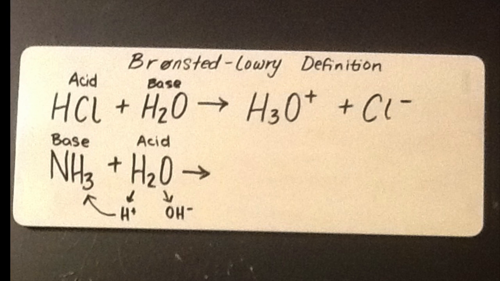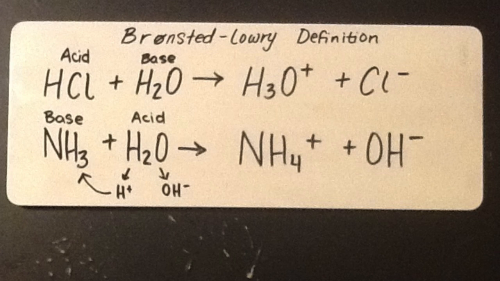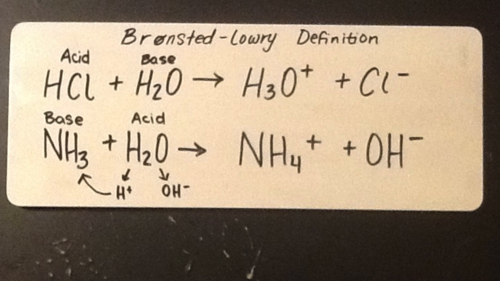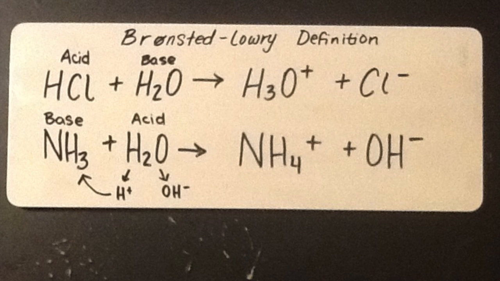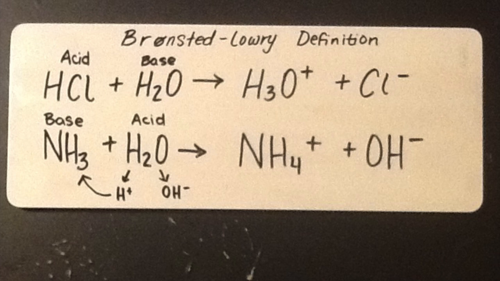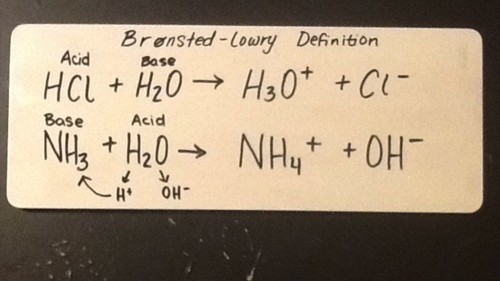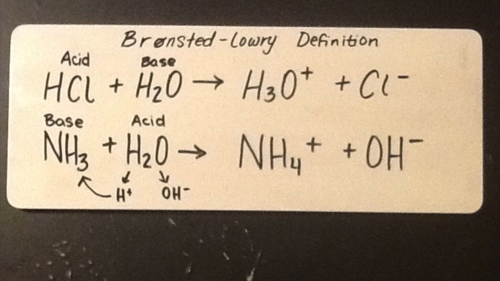When this happens, the two products it forms are NH4+, which should look familiar to you. This is one of the polyatomic ions from your table, ammonium, NH4+. And the other product, the leftover from water after it's donated its proton, is OH-, that hydroxide ion. That hydroxide ion is what's making the solution basic. That's what's making the phenolphthalein turn pink, and that's what makes ammonia basic when it's in water.